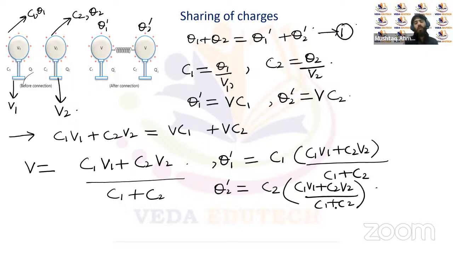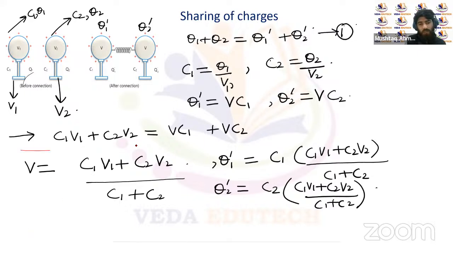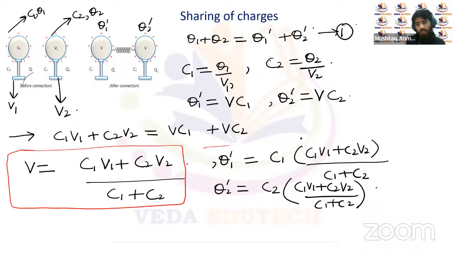So this is how the charge redistribution will take place between the two conductors, and that's how we calculated the common potential in terms of the capacitance of the two conductors. So the final potential will be (C1V1 + C2V2) upon (C1 + C2). This is the final common potential, right? So this will be the final charge for both the capacitors, for both the conductors, right?